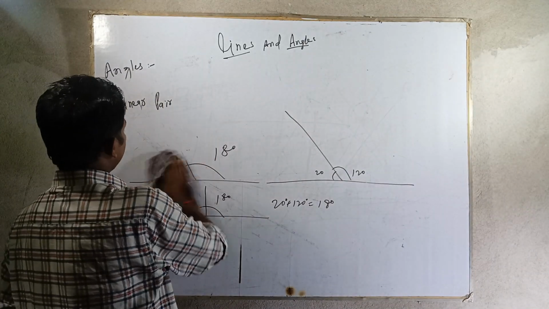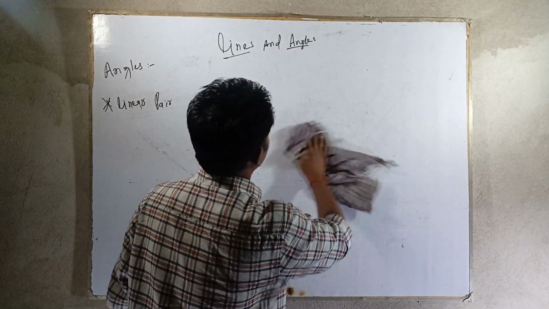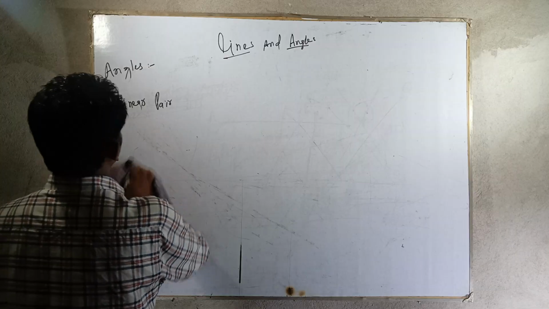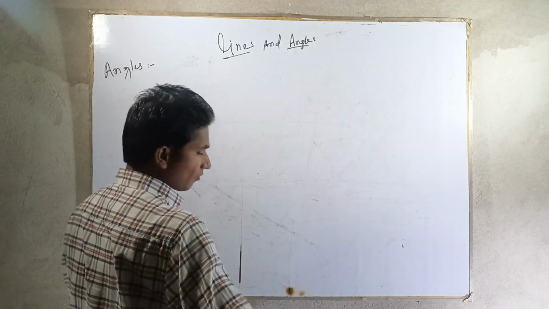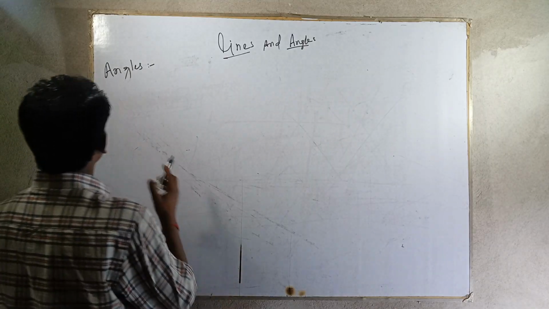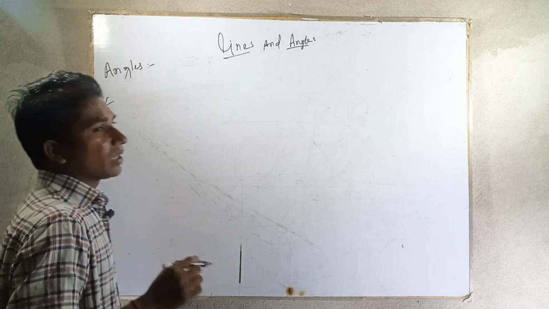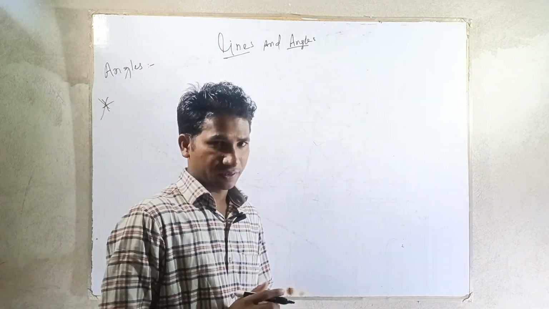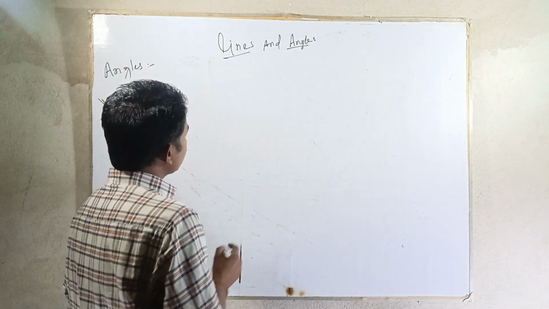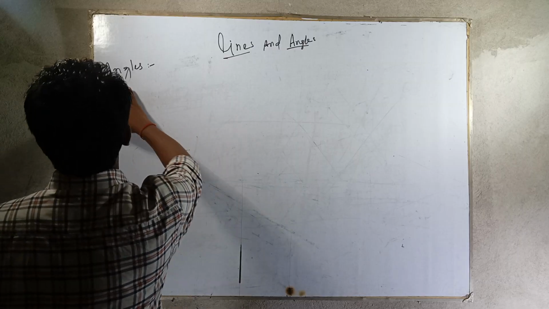So now, next one is linear pair and this is transversal. Transversal is a requirement to understand. And one more thing I want to say before it, about external angle.